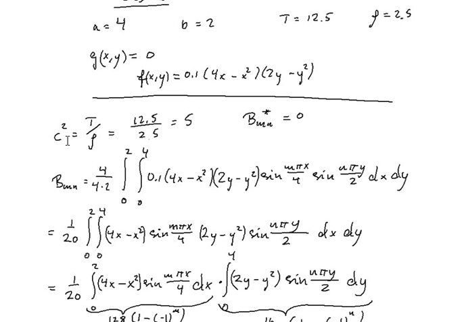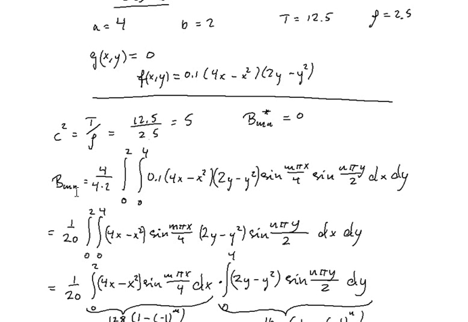So now we recall that c squared is the tension T over the density, so it's easy to compute, it's equal to 5. These coefficients Bmn star are of course equal to 0 because g is equal to 0, and these coefficients are computed by an integral dependent on g. So the only thing we have to compute is the Bmn coefficients.